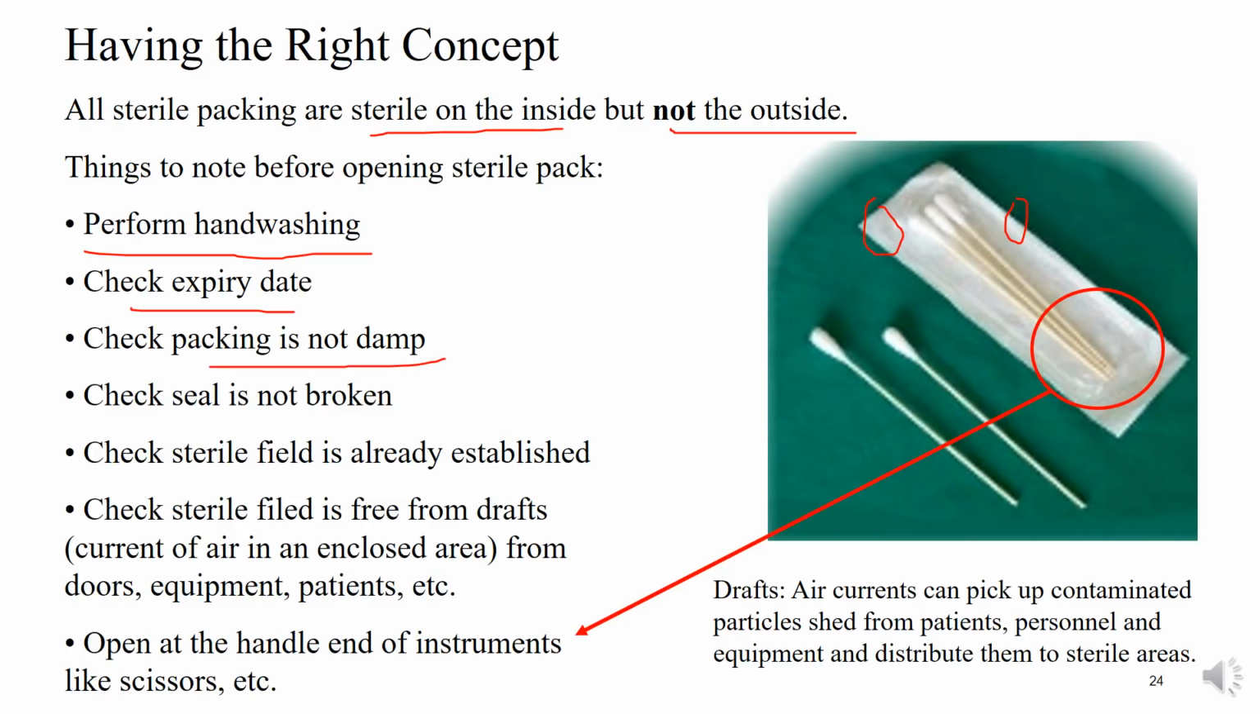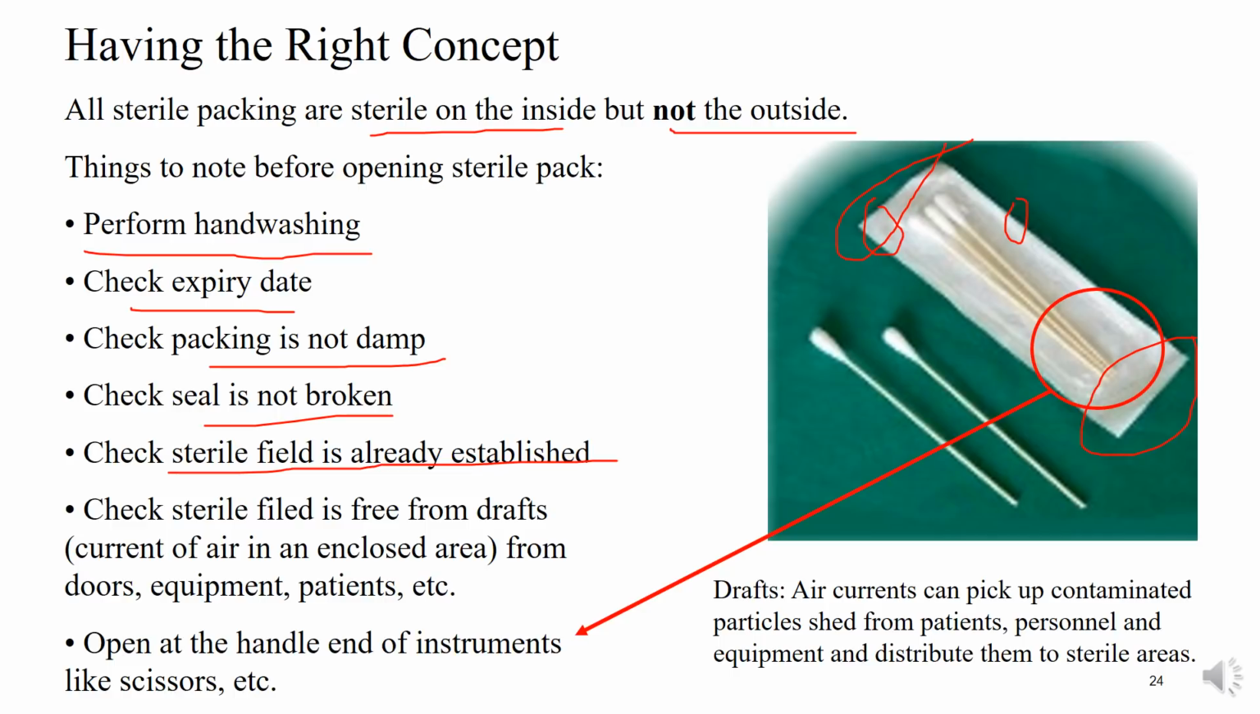Check the packing is not damp. If it is wet, it is very easy for bacteria to have entered the package. Make sure the seal is not broken. You see the seal here at both ends of the package. Make sure they are not broken. Check the sterile field is already established, which means you have a place which is clean, which has been swabbed with alcohol, which is free from any microorganisms.